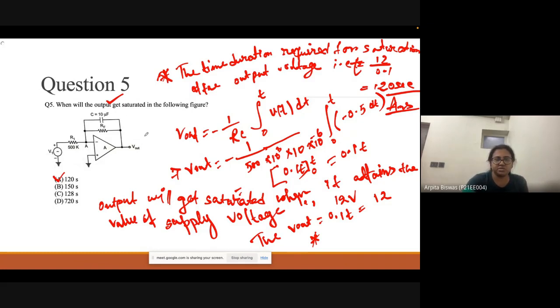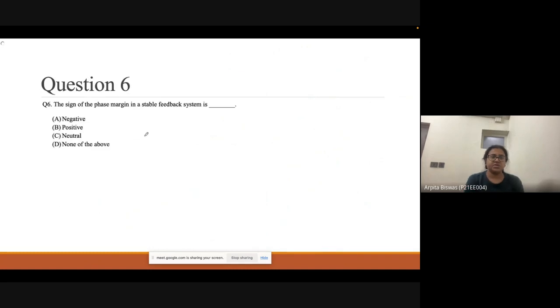So next move toward question number 6. The sign of the phase margin in a stable feedback system is: the first option is negative, the second option is positive, option C is neutral, and option D is none of the above. So take your time and then try to give the answer.